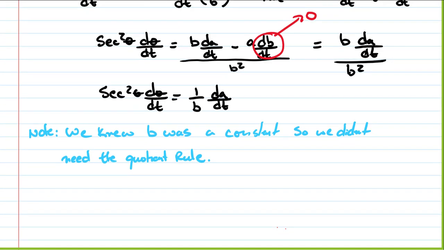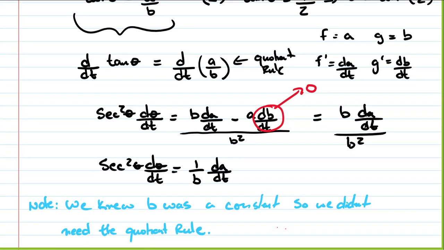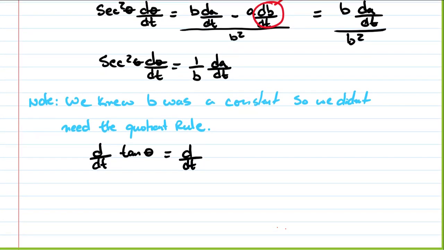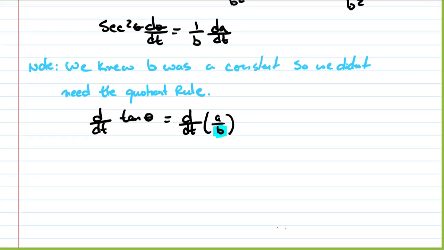So if we rewind back to this point, d/dt of tangent theta is equal to d/dt of A over B. If we know B is a constant, what does that mean we can do? It just comes out of the derivative, right? So this would be the same as 1 over B times, I'll write it out in steps, d/dt of A, because B is a constant.